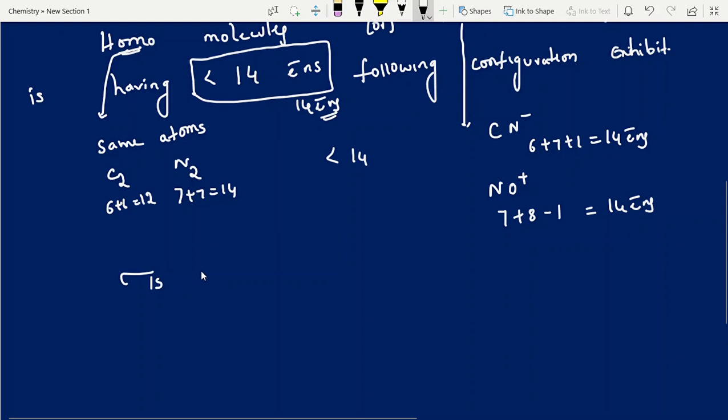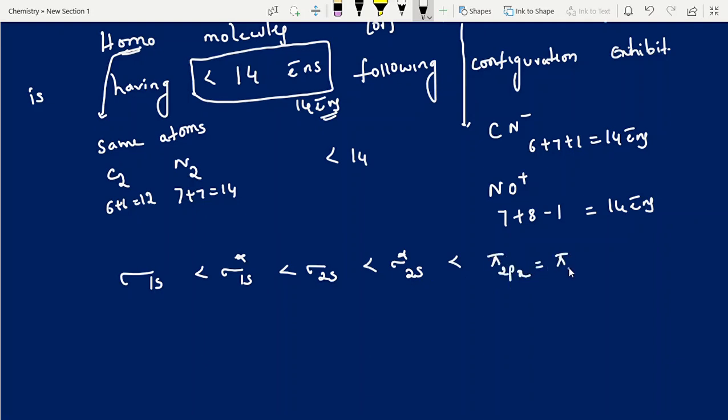Sigma 1s is less than or equal to sigma star 1s. Sigma 2s is less than or equal to sigma star 2s. And here, an important point: pi 2px equal to pi 2py is less than sigma 2pz, which is less than pi star 2px equal to pi star 2py, which is less than sigma star 2pz. See, 1s means immediately star 1s, 2s means immediately star 2s.